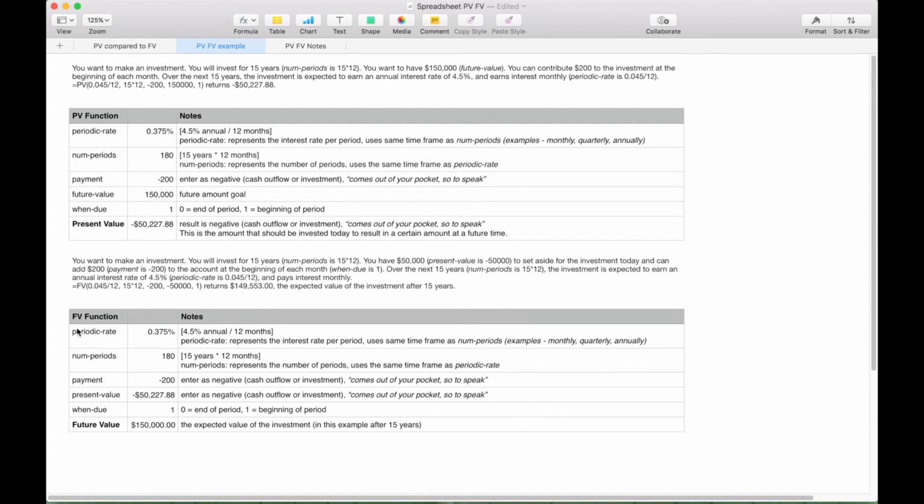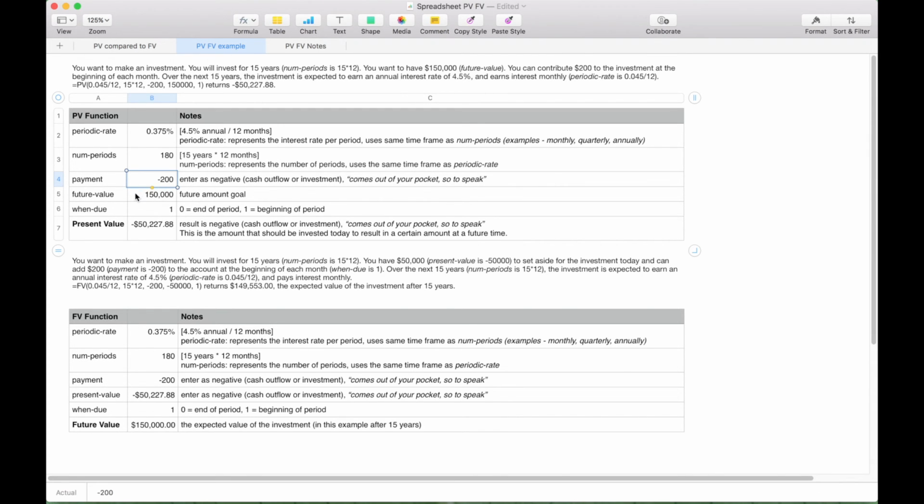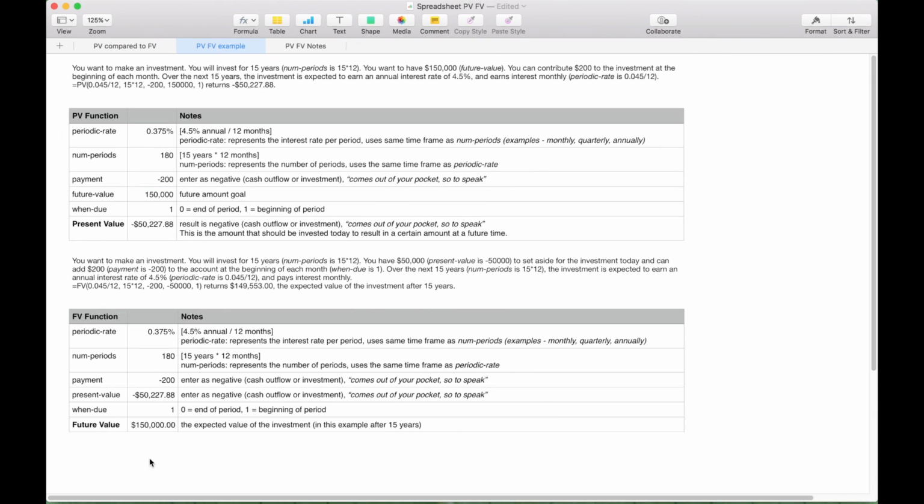Okay? Now, one thing to note, these are just a couple simple examples of how you can use the present value function and the future value function. There are many other ways that you can use these functions, and also remember that you don't always have to put in all of these arguments. So for example, you don't always have to put in a payment, and you don't always have to put in a future value, but as I mentioned before, I believe you have to put in at least one or both. It really just depends on what you're trying to figure out.